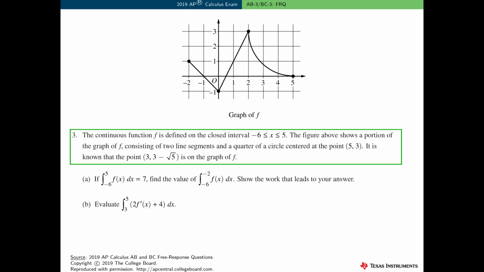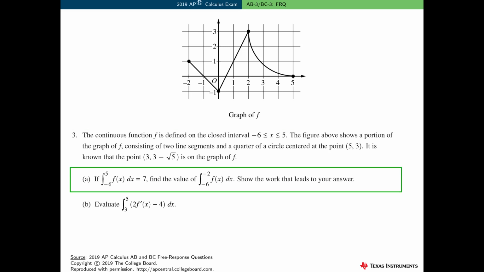This problem involved the graph of a continuous function f, defined on the closed interval -6 to 5. Part of the graph of f, given in the figure, consists of two line segments and a quarter circle centered at the point (5, 3). In addition to the points marked on the graph of f, the point (3 minus the square root of 5, 3) is also on the graph of f.